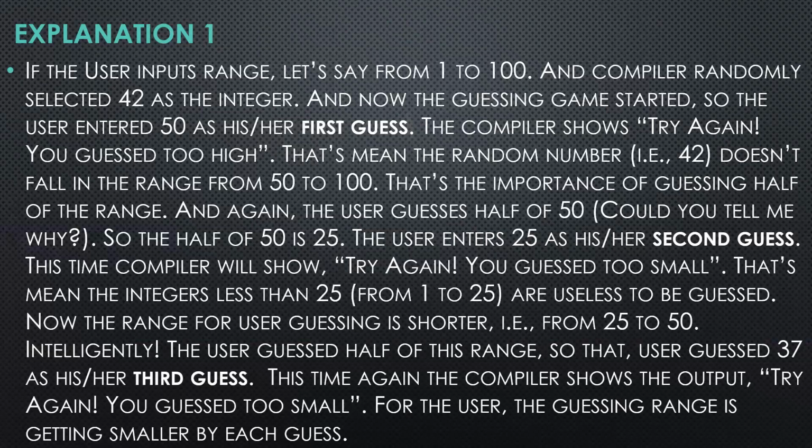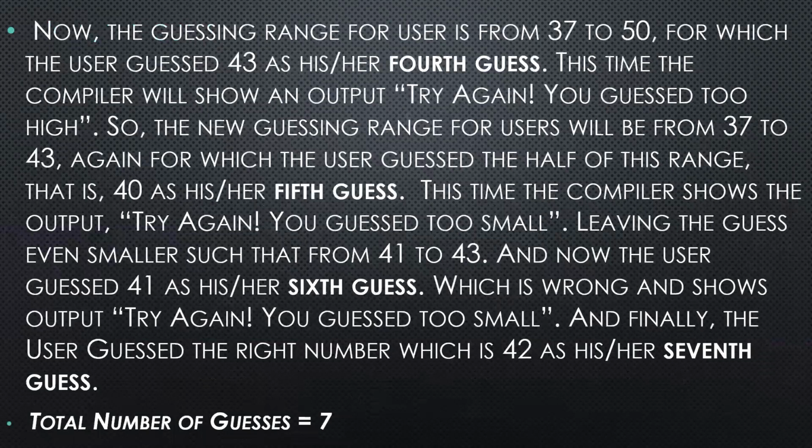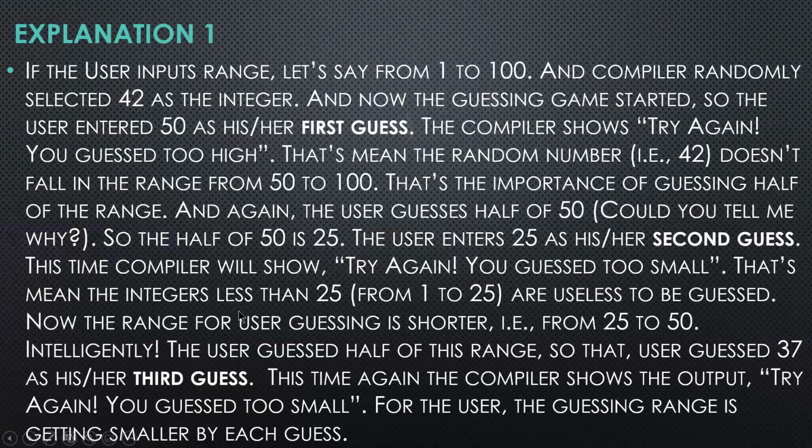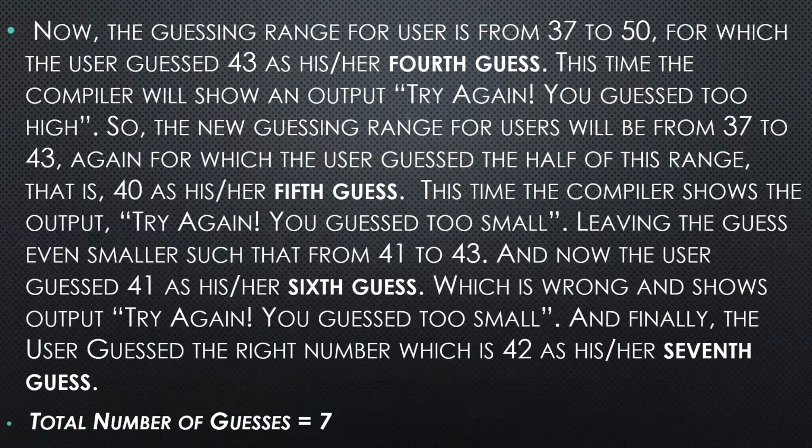Intelligently, the user guessed half of its range, 37, as his third guess. Again the compiler shows the output: try again, because the guess 37 was also less than 42. So obviously the compiler will show it's too small. The guessing range for the user is getting shorter with each guess. Now the range is between 37 and 50, because these were his boundaries until now.